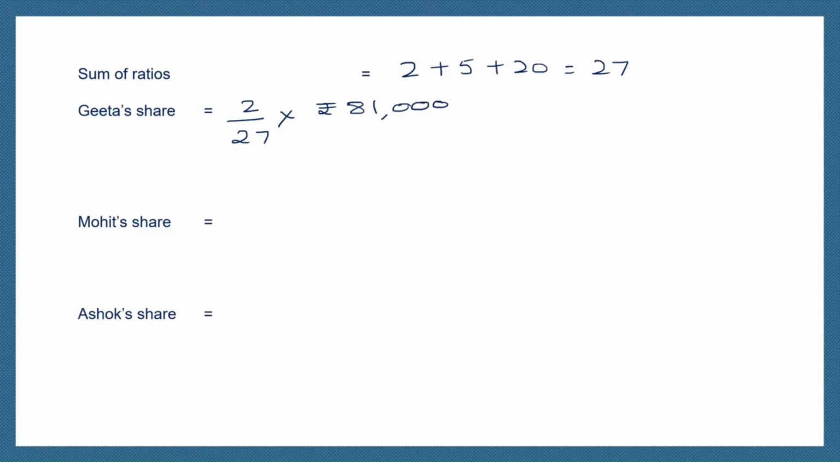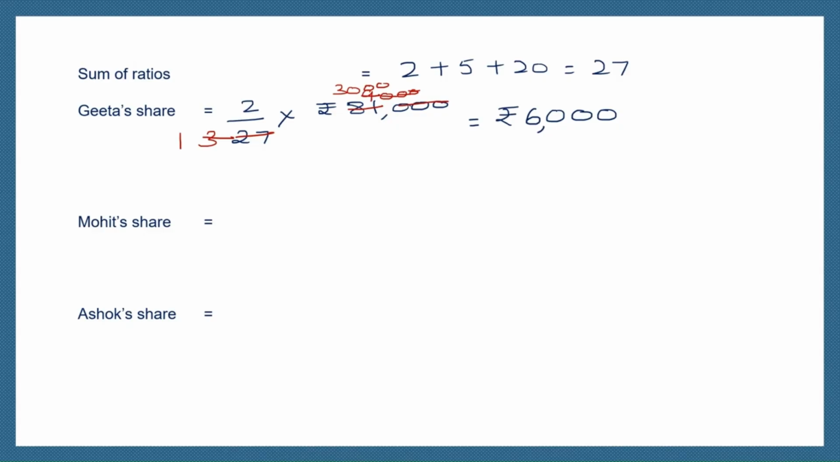27 by 9. 9 threes are 27, 9 nines are 81, and I can add the 3 zeros. I can cancel this again by 3. 3 ones are 3, 3 threes are 9, and 1, 2, 3 zeros. So that makes it 3,000. So 2 into 3,000. Let's multiply 2 into 3. 2 threes are 6 and add the 3 zeros. 1, 2, 3. So Geeta's share is 6,000 rupees.